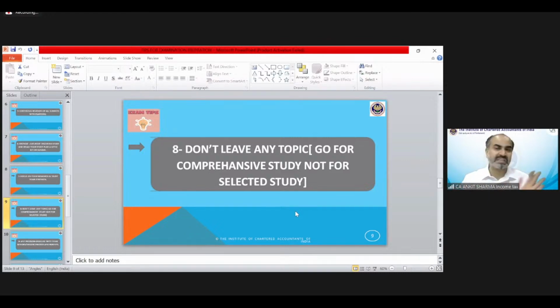Go for comprehensive study, study each and everything. It will be okay if you are not very comfortable in one or two chapters, but at least do not leave those chapters. Complete those chapters, so if anything comes from those topics, you are not blank in the examination. You are not going to leave that question. You are able to attempt something. So it will be good for step marking. Even if you get something, that would be really good for your examination purpose.